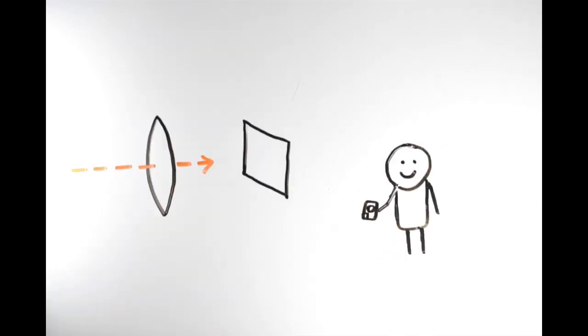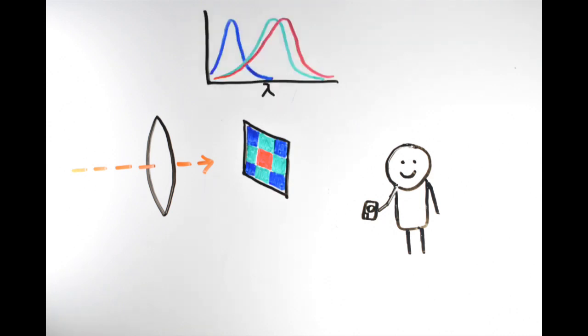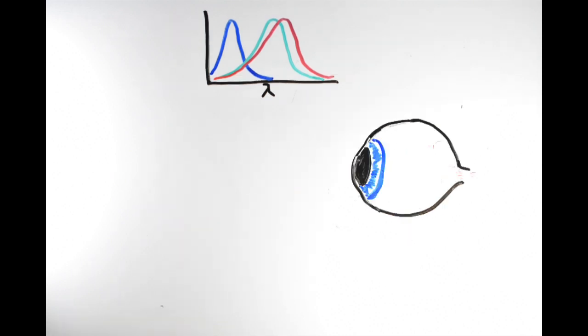When you take a picture with a camera, the light entering the lens is filtered into three primary colors, red, green, and blue, each at a specific wavelength. Different combinations of these three wavelengths produce the range of colors you see on a digital image. Cameras mimic the way a human eye works.